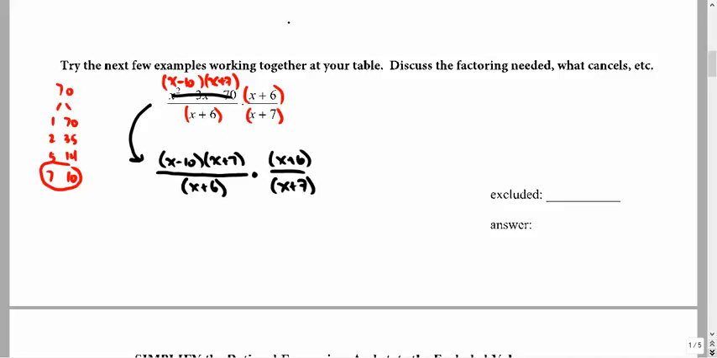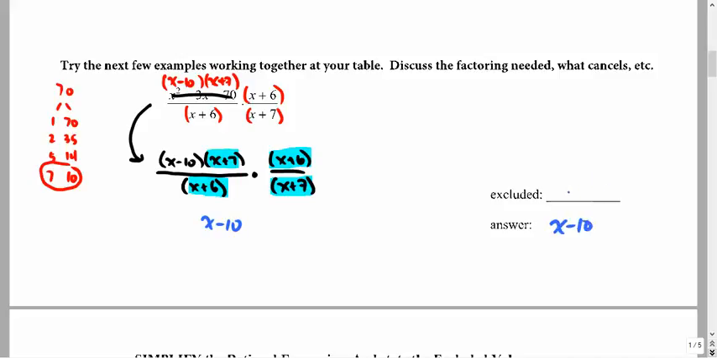Okay, now we can start cross-canceling or cancel like we do with normal fractions. I'm going to look vertically or diagonally to see what will cancel out. So I should notice that x plus 7, x plus 7, x plus 6, x plus 6. And I'm left with only an x minus 10. And that will go over here on the answer part.